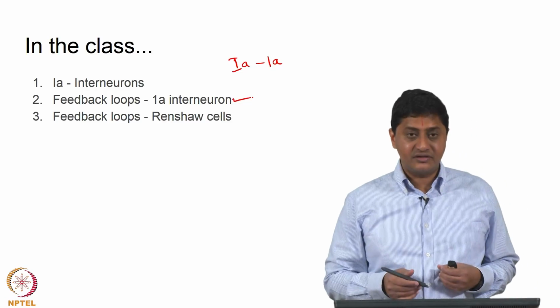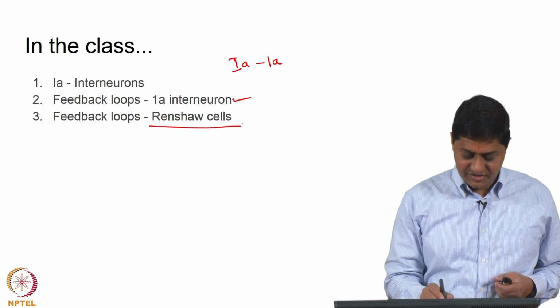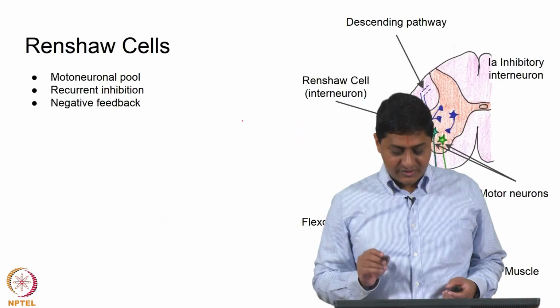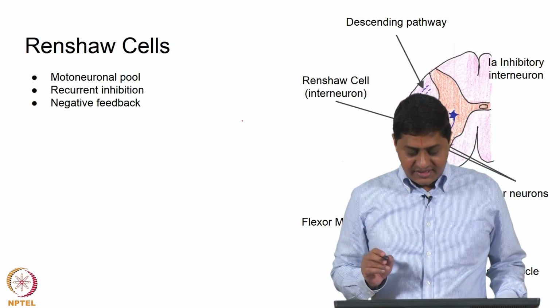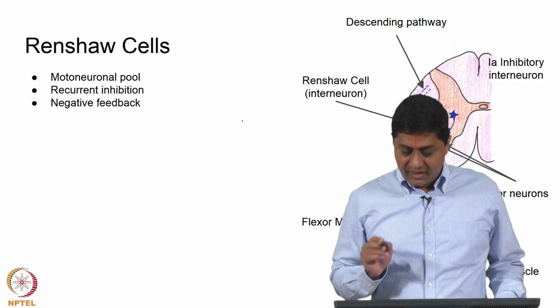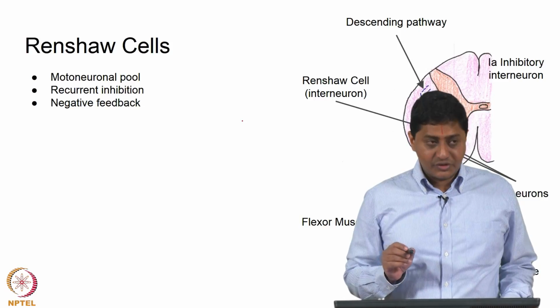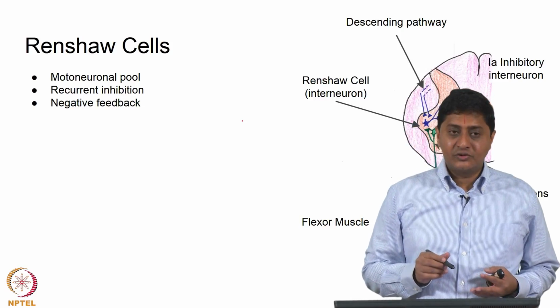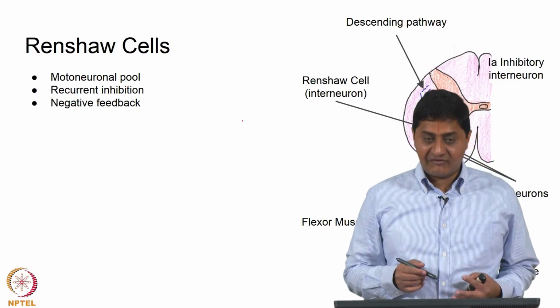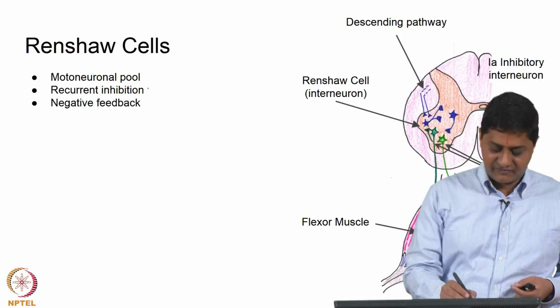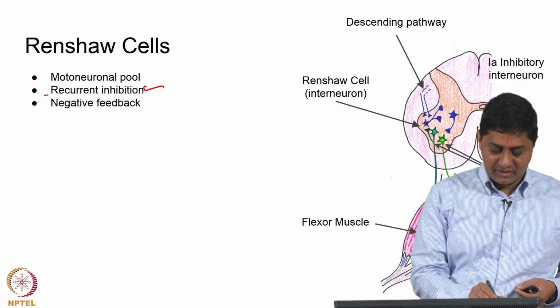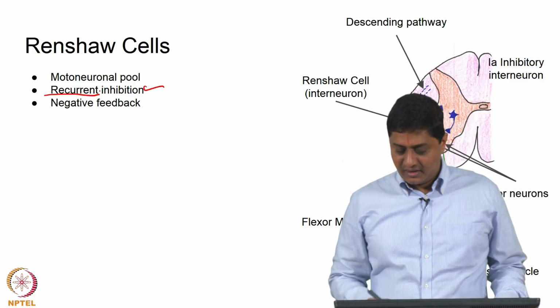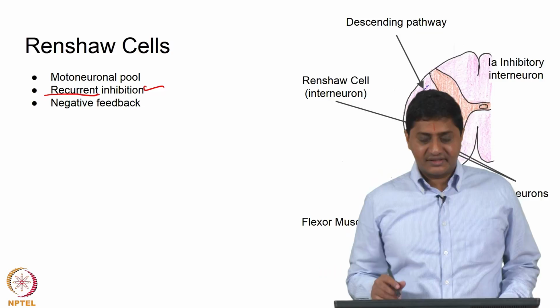a combination of 1A interneurons and Renshaw cells. We saw the case of Renshaw cells yesterday. Let us remind ourselves what it is. Renshaw cells are activated by motor neurons and they inhibit the motor neuronal pool that excites them. A form of negative feedback is what we said, a phenomenon also called recurrent inhibition. Okay. There is more to that.